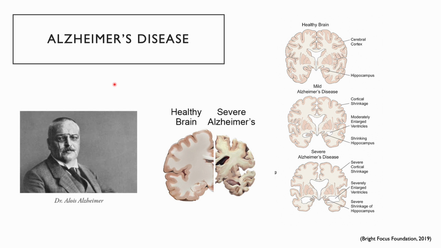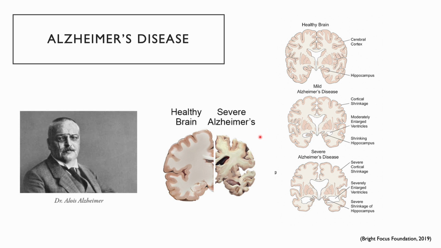She died very young, and during a postmortem autopsy of her brain, Dr. Alzheimer found that there was severe shrinkage of her brain. Here's a healthy brain on the left, and on the right, this is a brain that's severely shrunken from Alzheimer's disease. This shrinkage of the brain is known as brain atrophy.